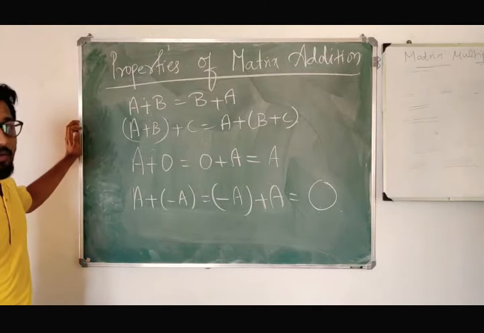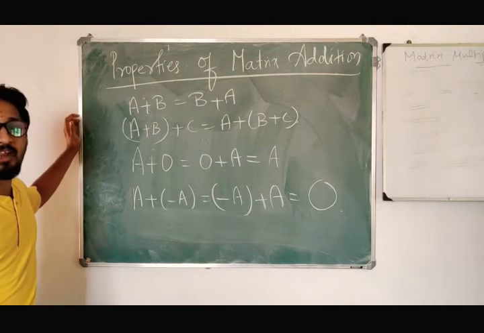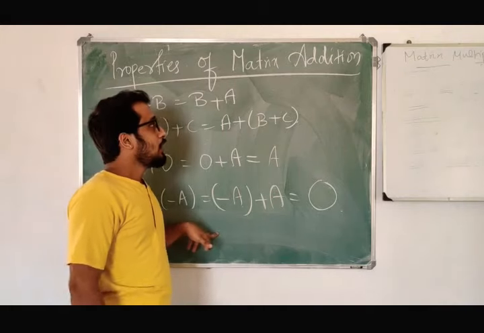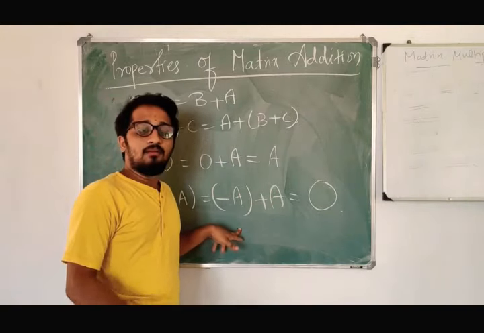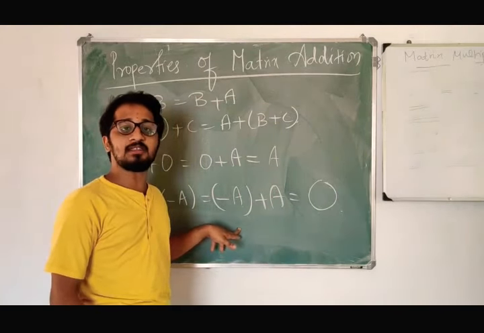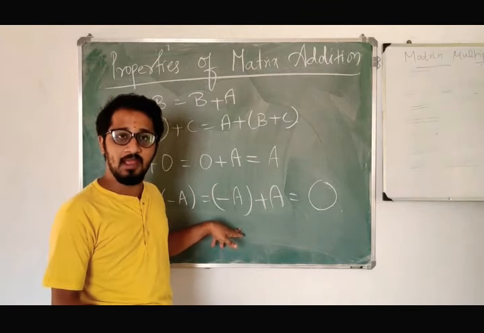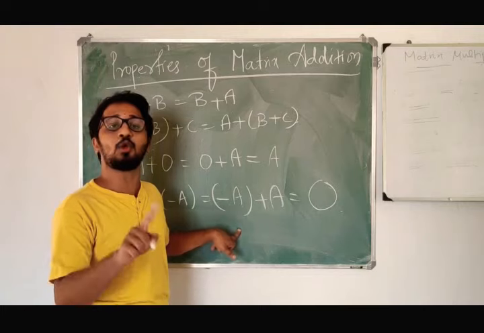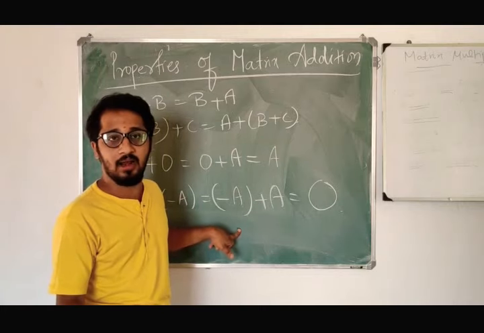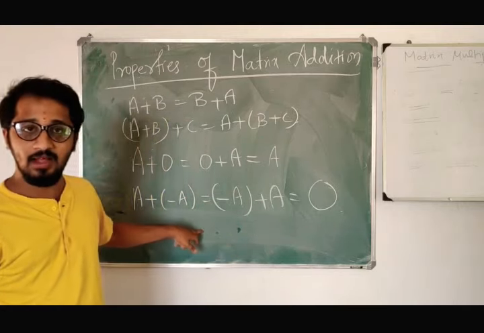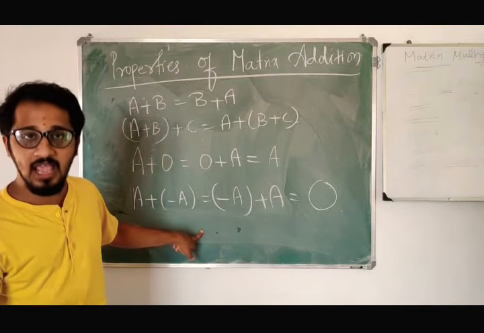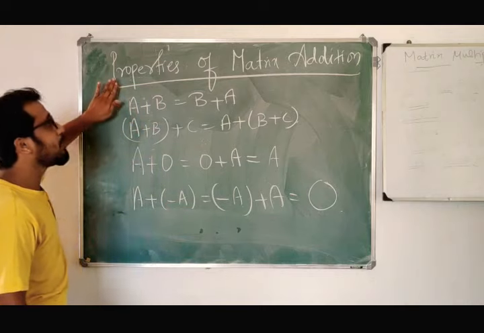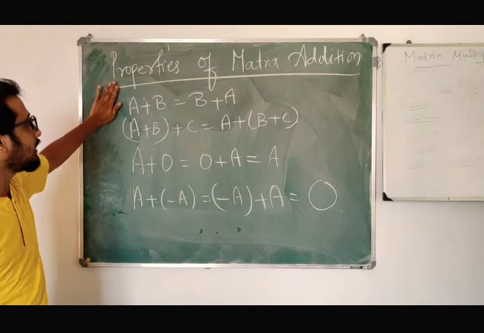Now we will discuss the properties of matrix addition. Before entering into these properties, you should know when two matrices can be added, that means addition is possible only when the two matrices are of the same order. I have already told you. Whenever the matrices are of the same order, you can add two matrices. Now let us see the properties of matrix addition.